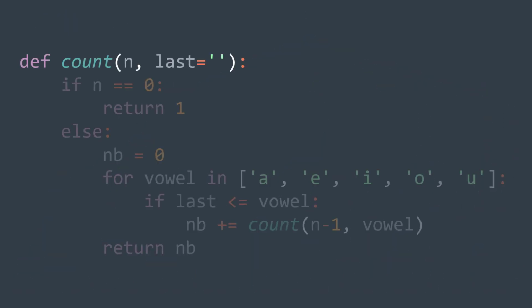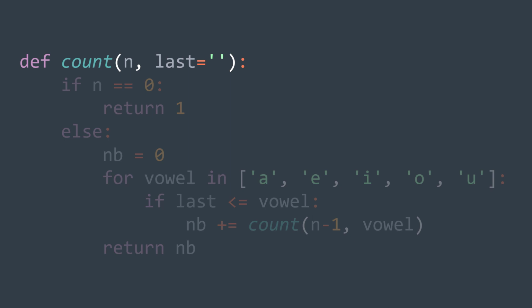In code, our recursive function takes 2 parameters, n, the remaining characters that we need to add to our string, and last, the last character that we added to the string to be able to compare with the vowel we want to add to see if adding it will break the order or not. You can see that we are not saving the whole string, we just need their number, so saving only the last character is enough.